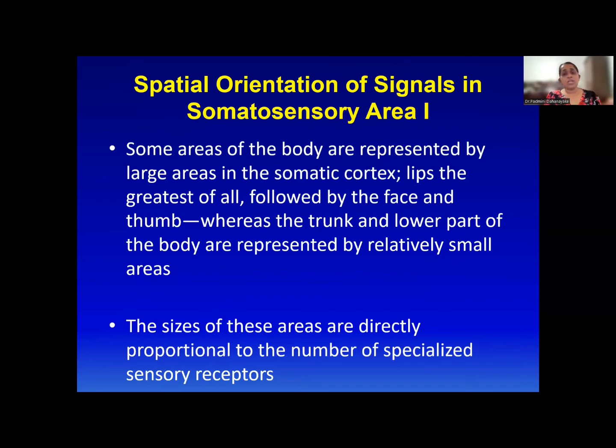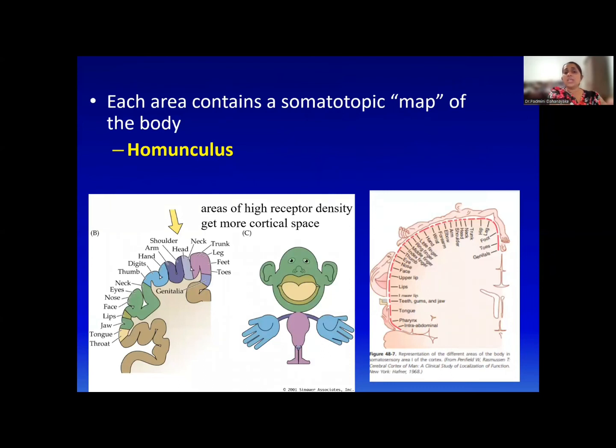Now, some areas of the body are represented by large areas in the somatic cortex. As an example, if you take your lips, which are greatest of all, followed by the face and thumb, they will be represented in a very large area in the cerebral somatosensory cortical area. Whereas the trunk and the lower part of the body, I talk about the sensations, will be represented in relatively small areas of the cortex. So the sizes of these areas are directly proportional to the number of specialized sensory receptors. So each area contains a somatotopic map of the body.